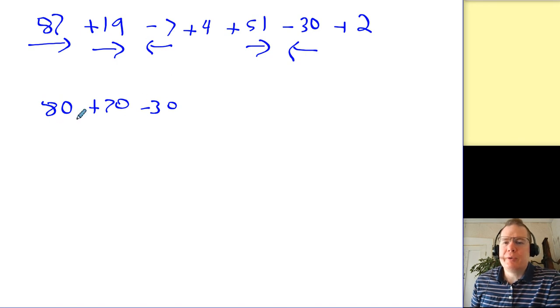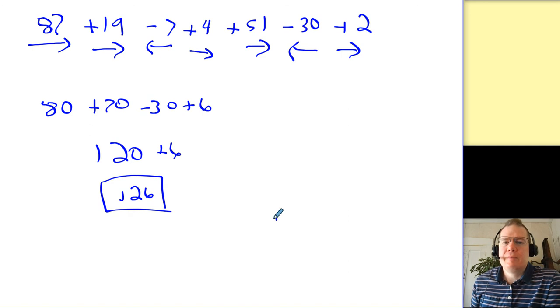And 40 plus 80, 8, 9, 10, 11, 12. So I've got 120 here, just dealing with these terms. Now I can pay attention to the 4, which is moving forward, and the 2, which is moving forward. 4 plus 2 is 6. And done.